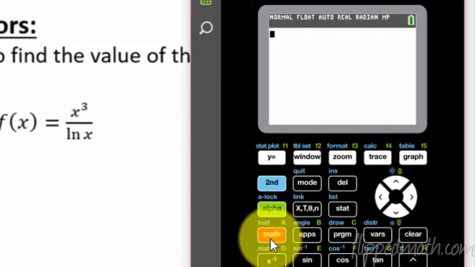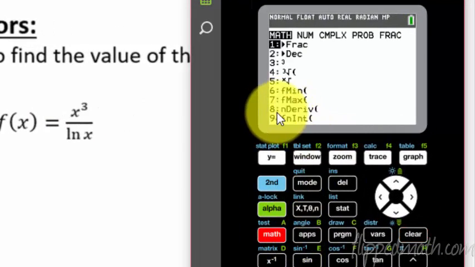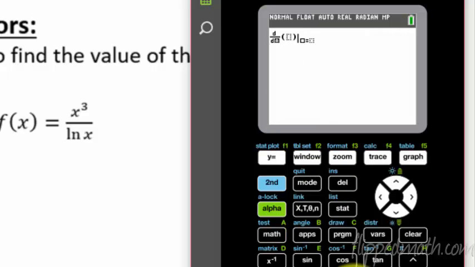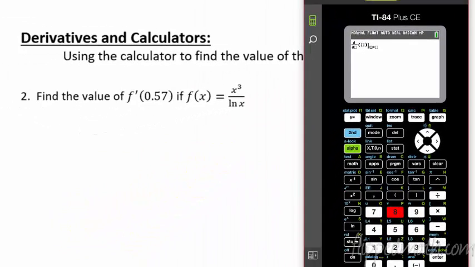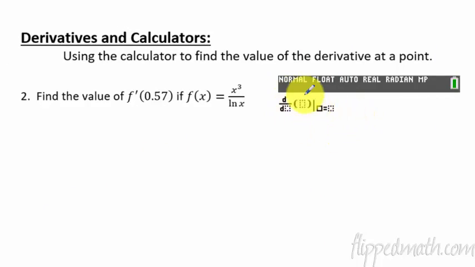If you look at math, and then you scroll down to option number 8. We're going to use options 8 and 9 quite a bit this year. So 8 is the derivative, 9 is for an integral, second half of calculus. We'll talk about that later in the year. So math 8 and math 9. Math 8 is going to give us this screen right here. I made a copy of this one over on my notes. Okay, so you get this weird syntax.